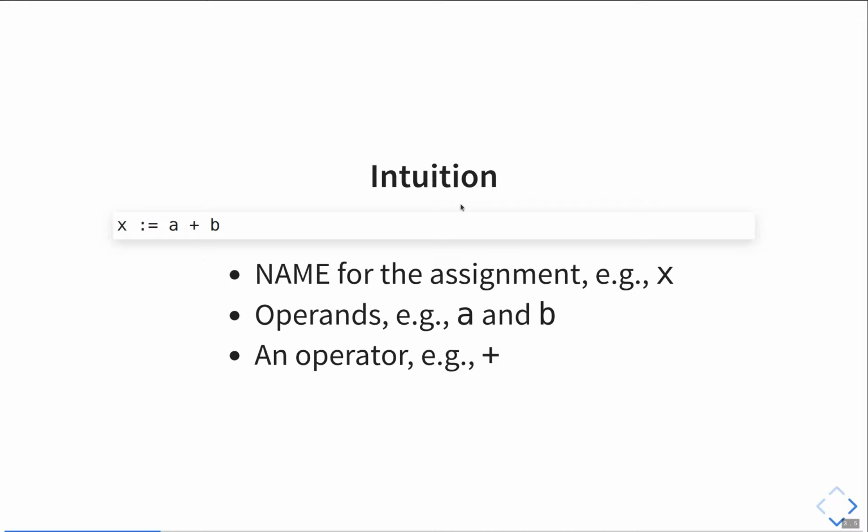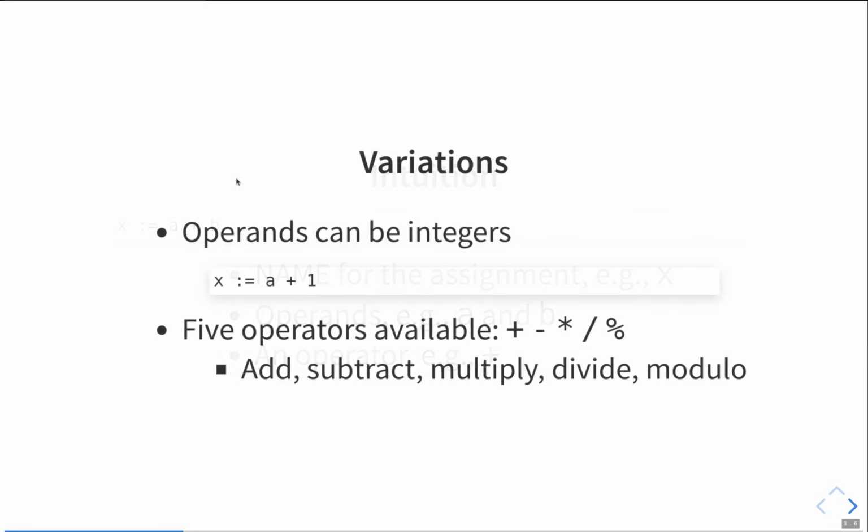So our big idea is that we're just going to look at this as a sort of a template that we're plugging values into or extracting values from. There's going to be always a name on the left-hand side, some operand on the left, some operand on the right, which can either be a name or a number, and then some operator between them. And again, variations here, the operands can be integers or they can be names, and we have all these different operators we need to support.